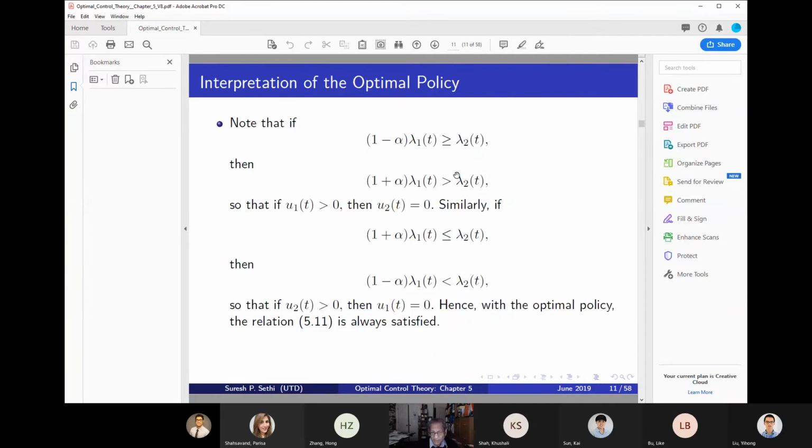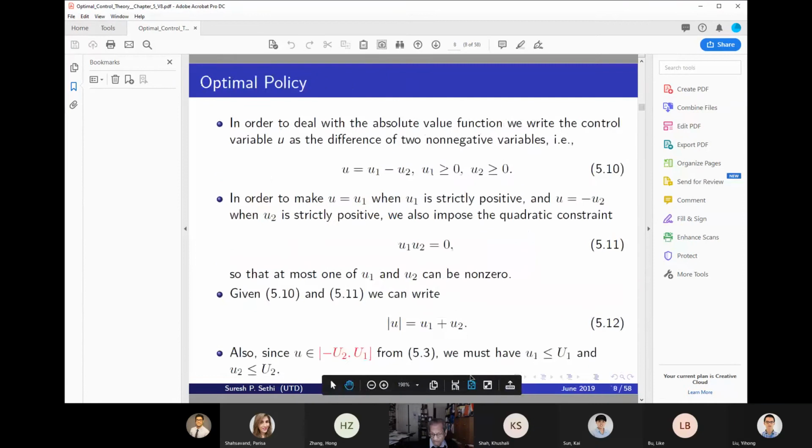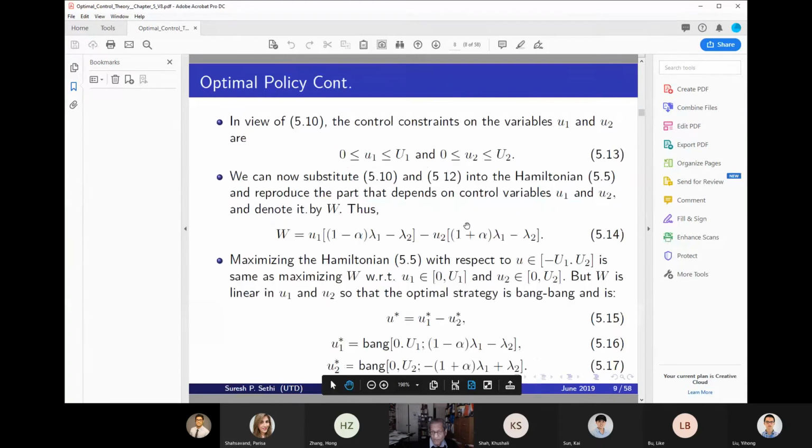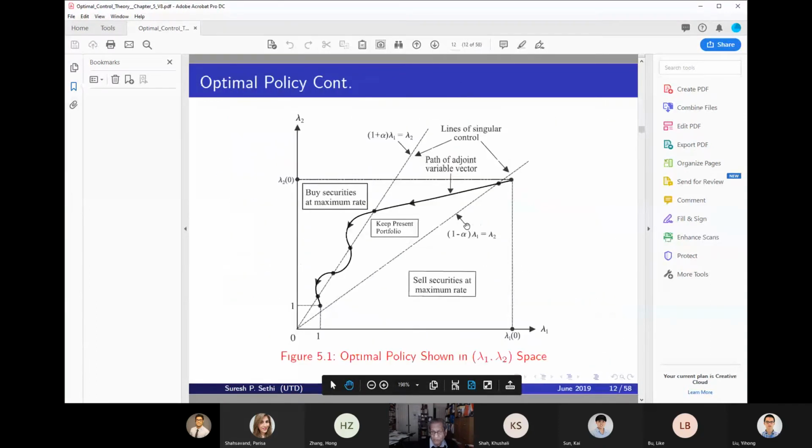And this function depends on these guys, R1 and R2. So depending on the trajectory of R1 and R2, one can say that my trajectory of lambda 1, lambda 2 in this lambda 1, lambda 2 space will go like this, and eventually end at 1.